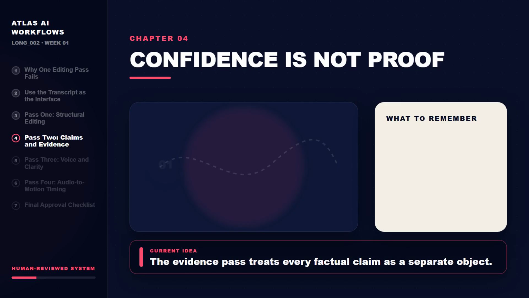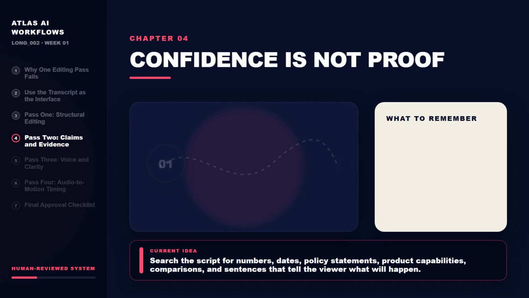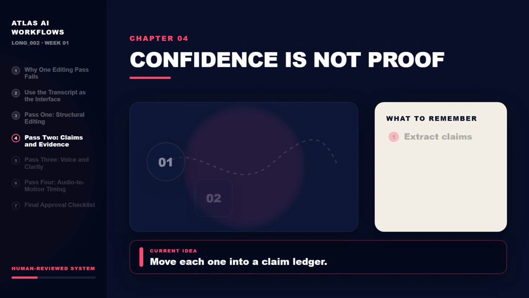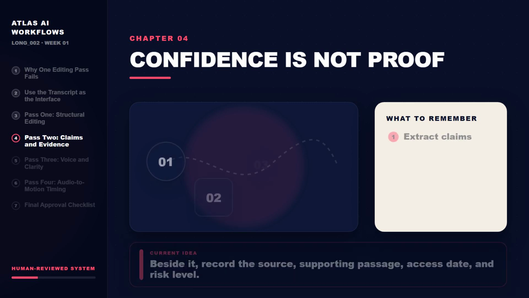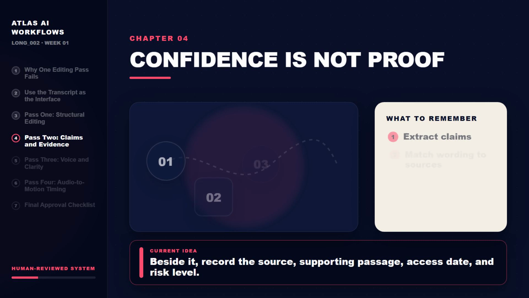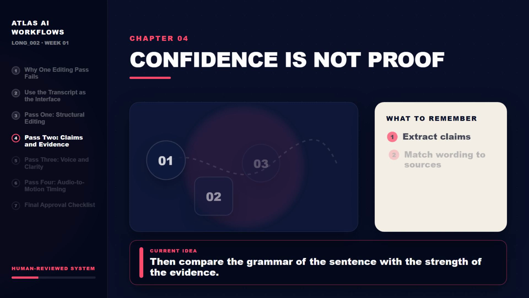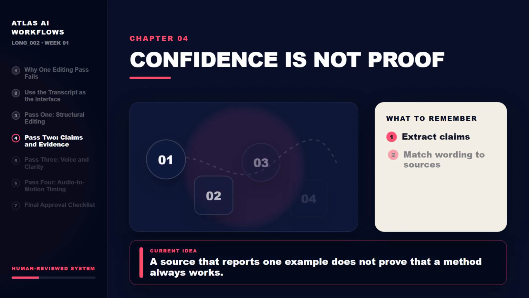The evidence pass treats every factual claim as a separate object. Search the script for numbers, dates, policy statements, product capabilities, comparisons, and sentences that tell the viewer what will happen. Move each one into a claim ledger. Beside it, record the source, supporting passage, access date, and risk level. Then compare the grammar of the sentence with the strength of the evidence. A source that reports one example does not prove that a method always works.